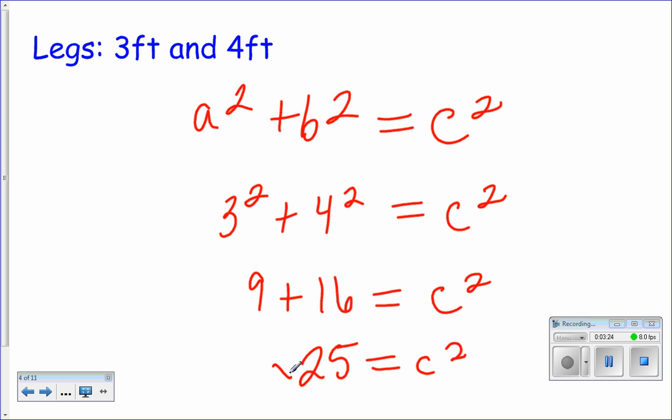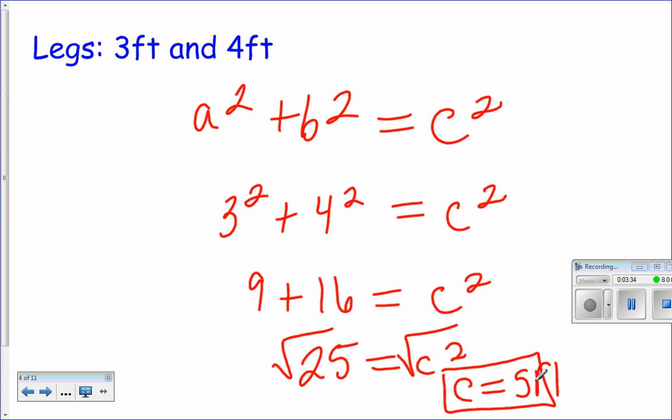And I always have to make sure that I take the square root. So c equals 5. If it has a label, we should label it. So 5 feet. If it doesn't have a label, you don't need to worry about it.